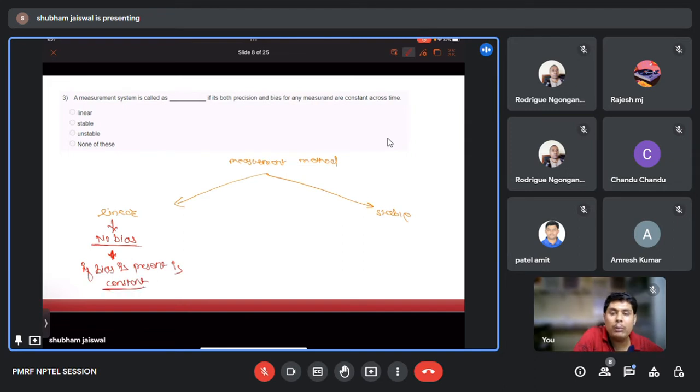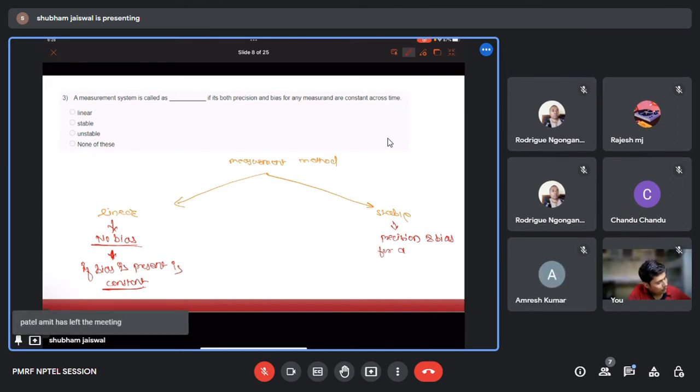Okay. So if a measurement is said to be stable, that is, if it is precise and the bias is constant, then any measured value or any measurement will be constant across time. With time, the precision of that measurement will not change. Also, the bias will not change.